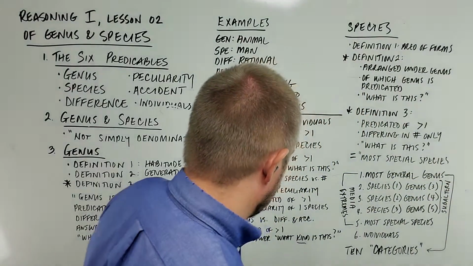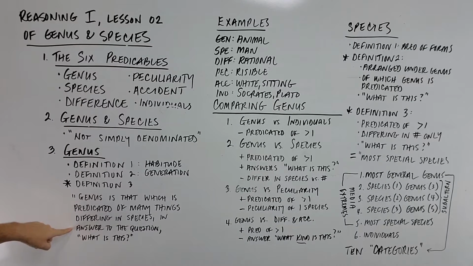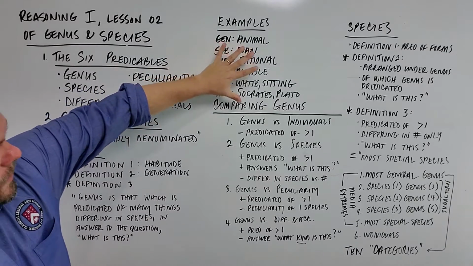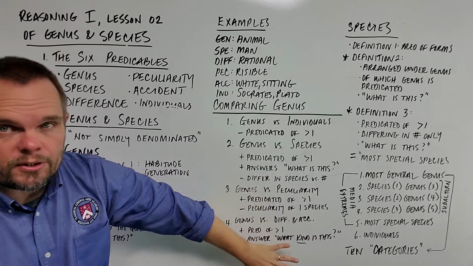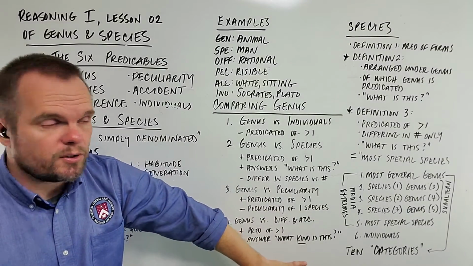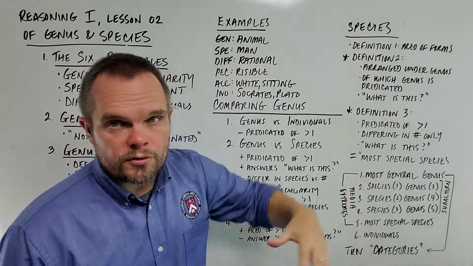Lastly, we said in chapter 2, Porphyry is going to describe for us and define both genus and species. We learned the definition of genus, down here, the third definition. We looked at examples of all the predicables, and then we compared genus to each of the different predicables. Okay, so our focus has been on genus, but now we move to species.